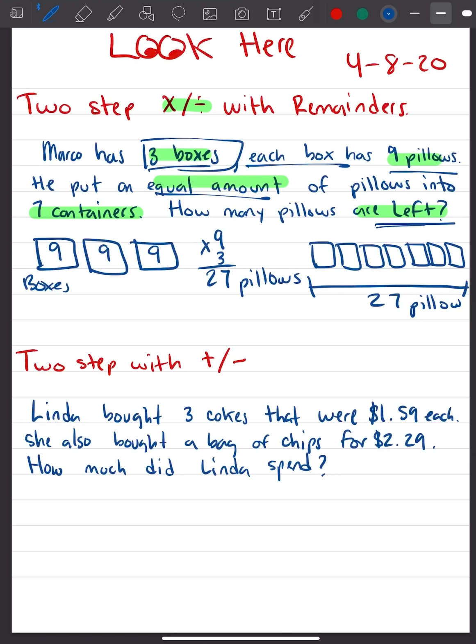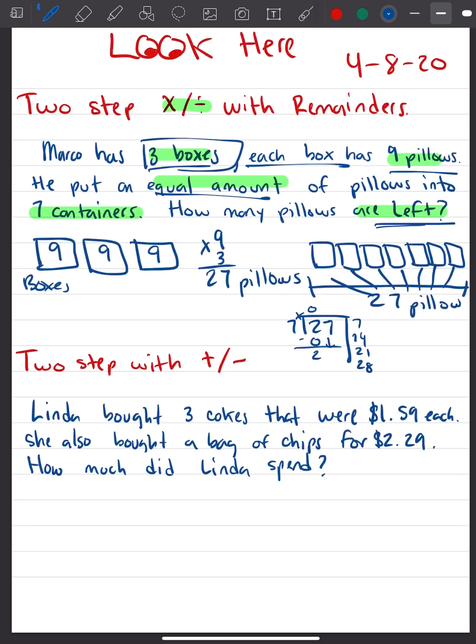So, again, guys, equal amount is a key word here. I got to divide the 27 pillows into the 7 containers. So let's go ahead and do that. I'm going to do 27 divided by 7. Put your multiples and get started. Can 7 go into 2? No. 7 times 0 is 0.